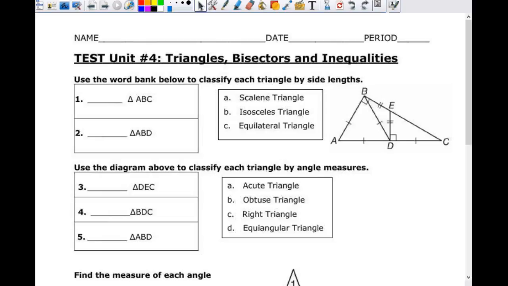Okay, this is our test retakes, test corrections. First question asks, use the word banks below to classify each triangle. I think for the other version, this is down here. They switch this order around. Okay.